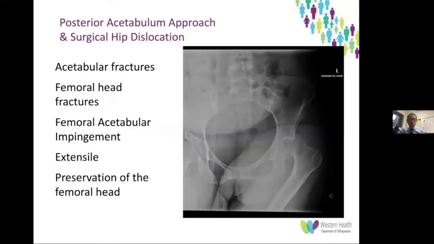This is an approach that's used for acetabular fractures, femoral head fractures. It was originally described by Ganz for femoral acetabular impingement, and sometimes in pediatric centers it will be used for realignment of adolescent slipped femoral epiphysis. It's an extensile approach, and its preservation of the femoral head is the most important part of this approach. It's more commonly used at trauma centers and pediatric centers, as I mentioned.